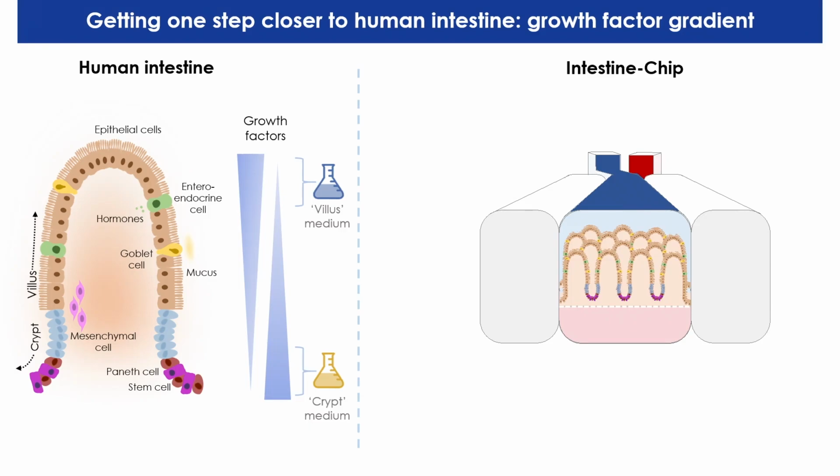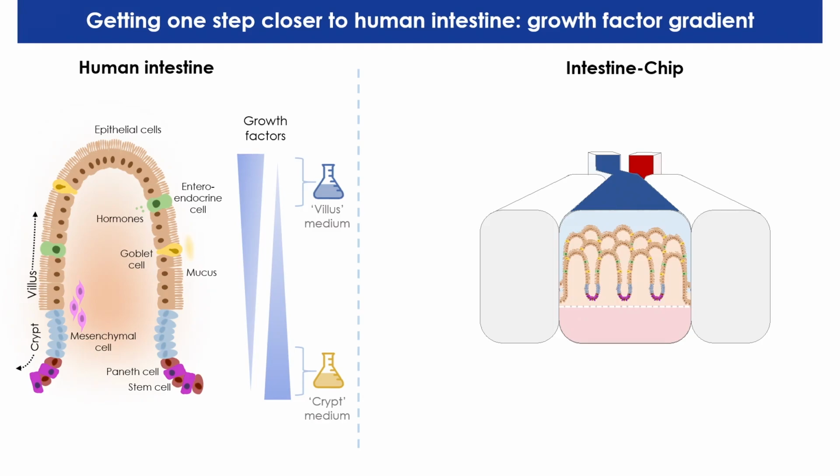And based on literature of adult stem cell-derived organoids, we composed a medium that resembles the crypt region, so really inducing proliferation. And we composed a medium that resembles the villus region, so really inducing differentiation. But if you only expose your system to villus medium, in the end you will lose your proliferative cells, which will eventually also mark the end of your experiment.